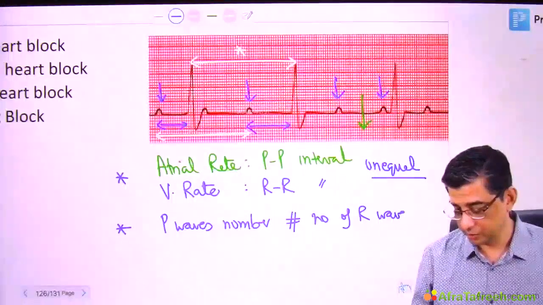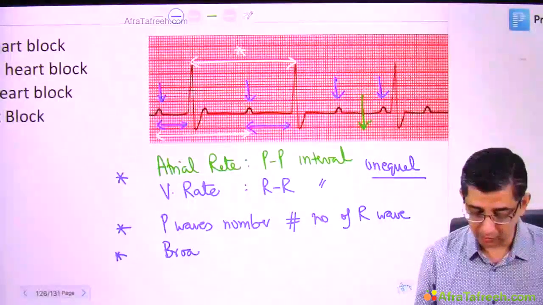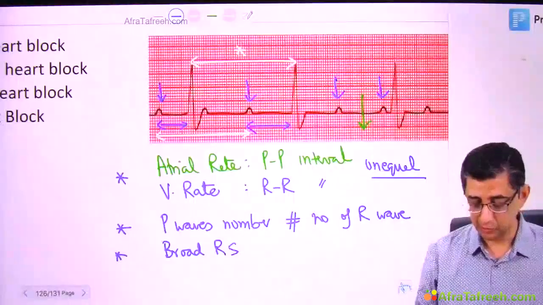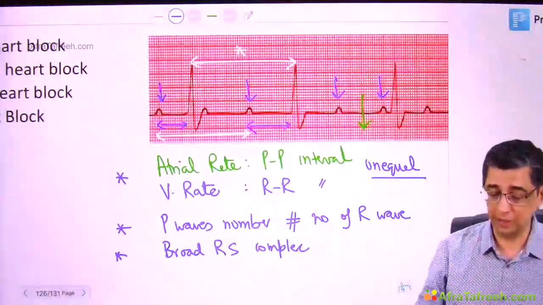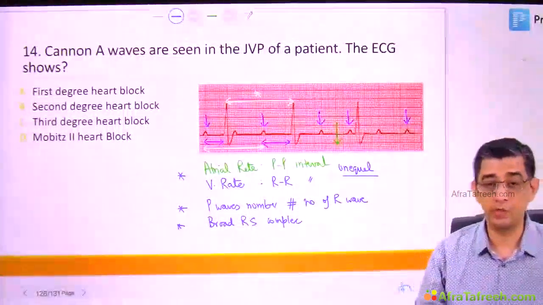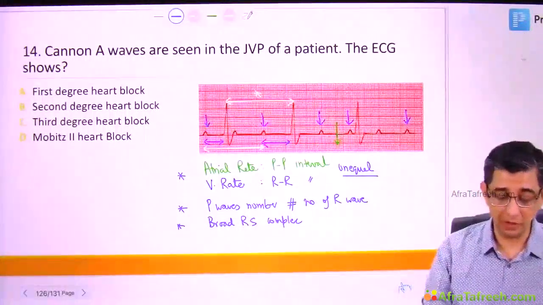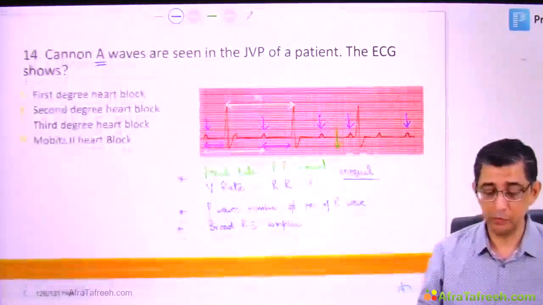The third feature that you're noticing is that there is a relatively broad QRS complex present in this patient. This broad QRS complex is because it is the bundle of His or below which is going to be controlling the ventricles. This, guys, is a feature of complete heart block. You can solve this question even without the ECG because Cannon A waves are found in limited situations only. Cannon A waves, where do we read them?